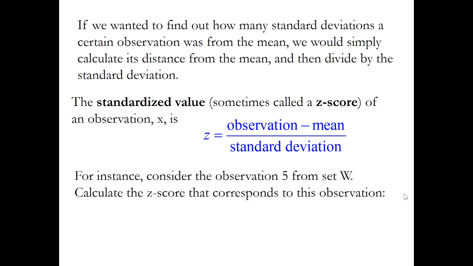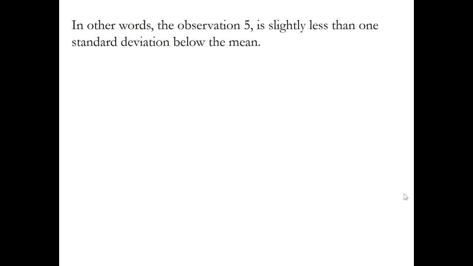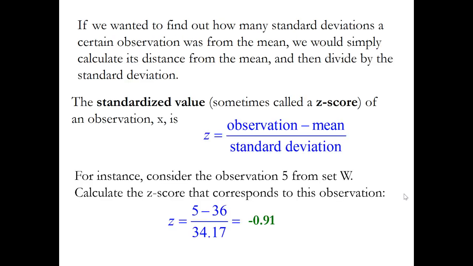So if I wanted to look at that number 5 out of my set W, I calculate the z-score by doing 5 minus 36, divide by 34.17, and go ahead and do that. Now I find it's negative 0.91. So what that tells me is that the observation of 5, that data point of 5, is just less than 1 standard deviation below the mean. It's a negative value, so it's less than the mean, but it's not quite a full standard deviation below the mean.